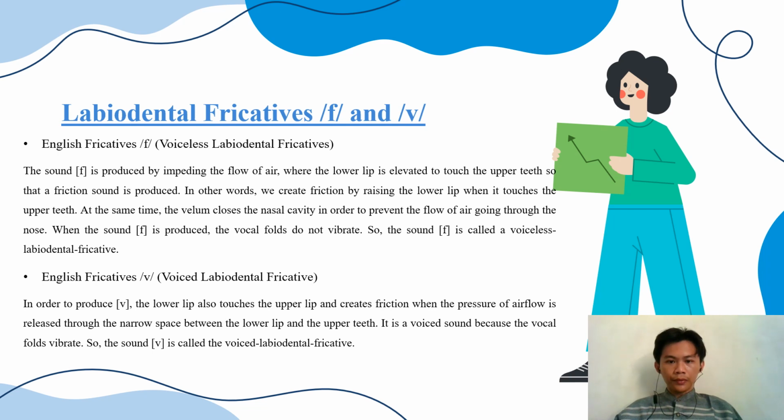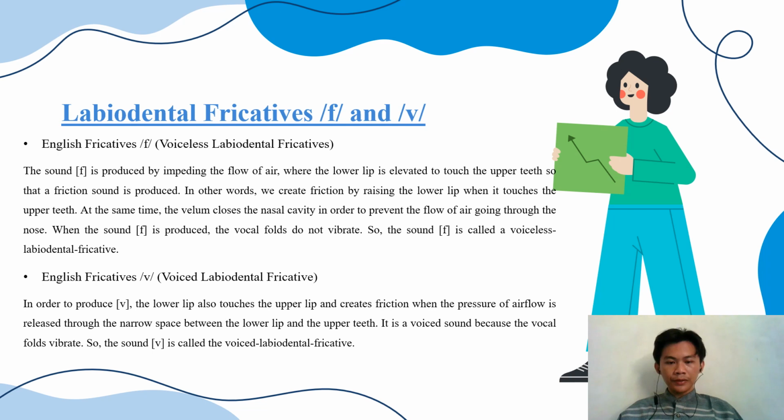Labiodental fricatives, f and v. English fricative f is voiceless. The sound of f is produced by impeding the flow of air, where the lower lip touches the upper teeth, and then the fricative sound is produced. Examples are few, foot, fast, and for.